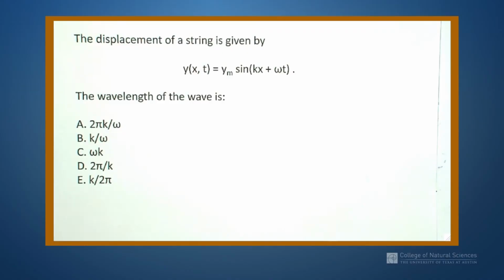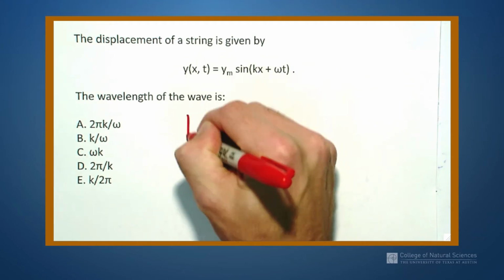So this question doesn't have a lot of words to it, but can throw a few people off. So let's read through it and figure out what we're doing. It says the displacement of a string is given by y of x and t is equal to y_m times the sine of kx plus omega t. The wavelength of this wave is what?